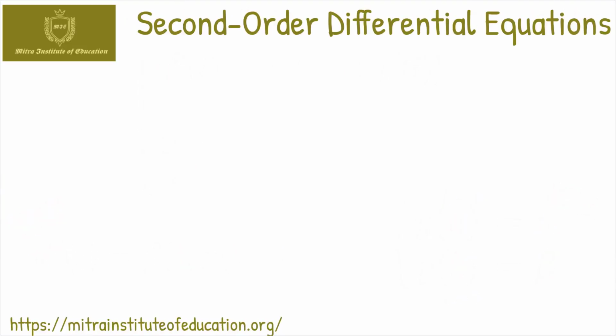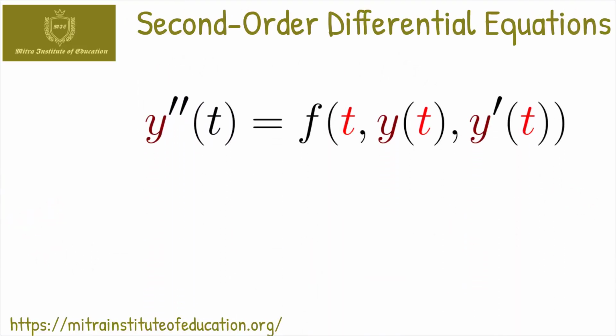Since our equation involves the second derivative of the unknown function, we classify this as a second-order differential equation. The second derivative represents the rate of change of the slope, which provides deeper insights into the behavior of the system we're modeling.